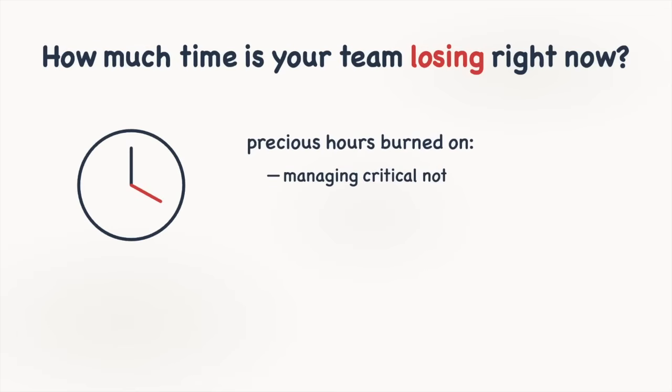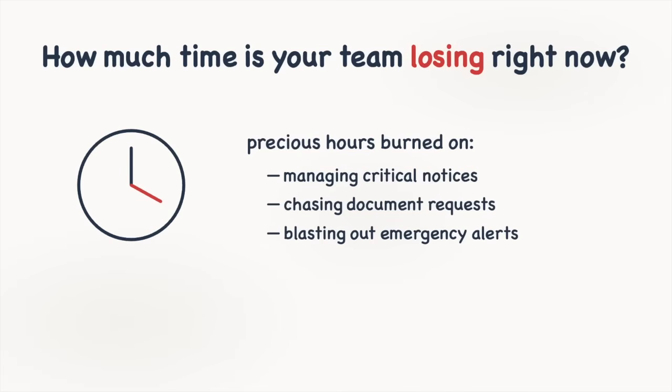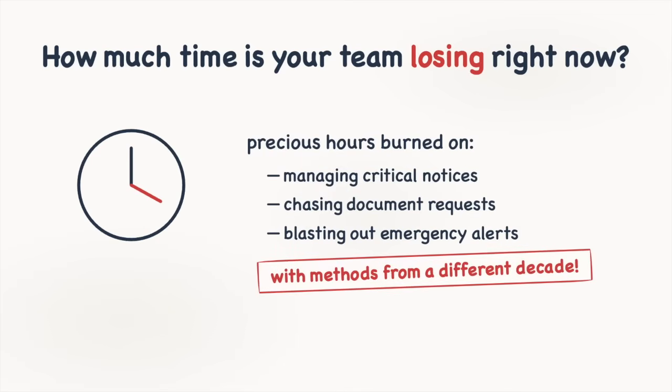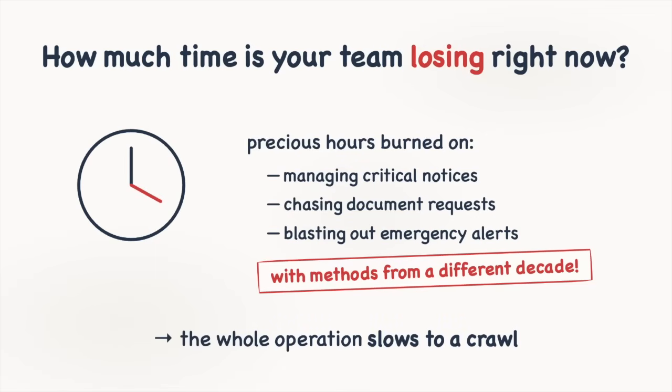Every single day, property teams are burning precious hours managing these critical notices, handling crucial document requests, and trying to blast out emergency alerts using methods that honestly belong in a different decade. When your communication methods are outdated, the entire operation slows to a crawl, and the frustration for both your staff and your residents goes way up. We like to call this current state manual, scattered, and really hard to prove.